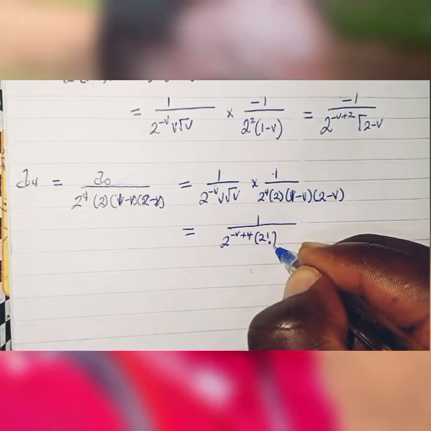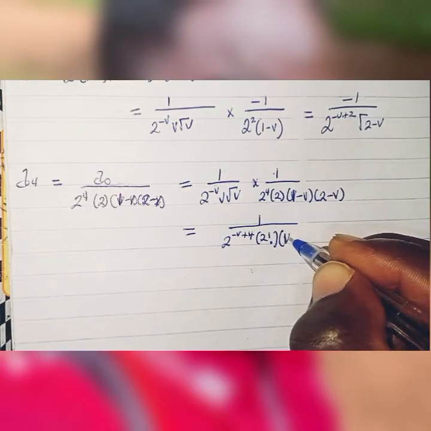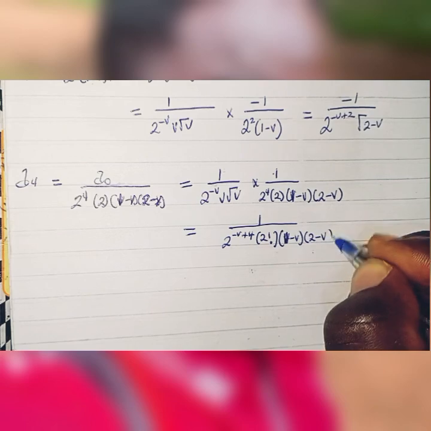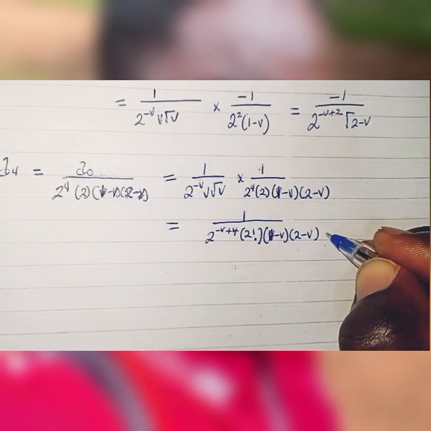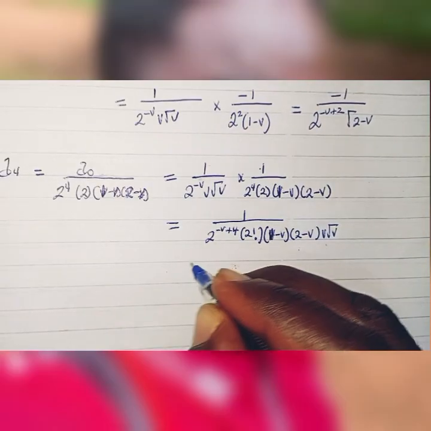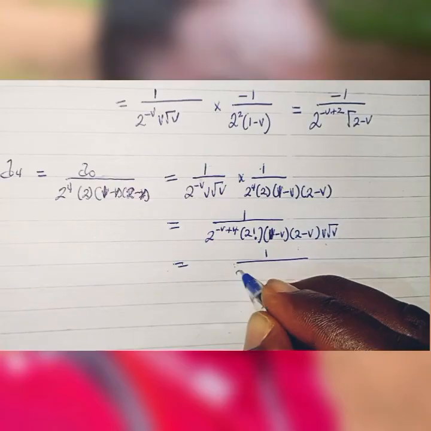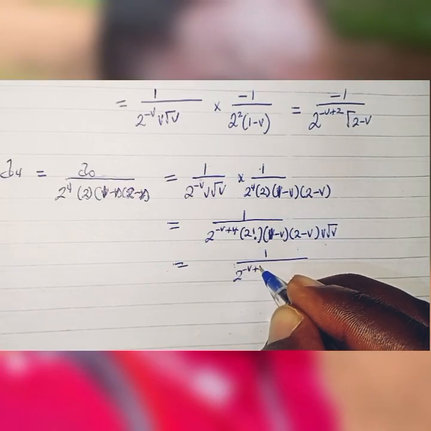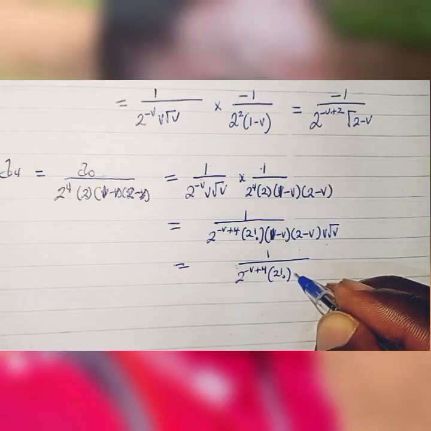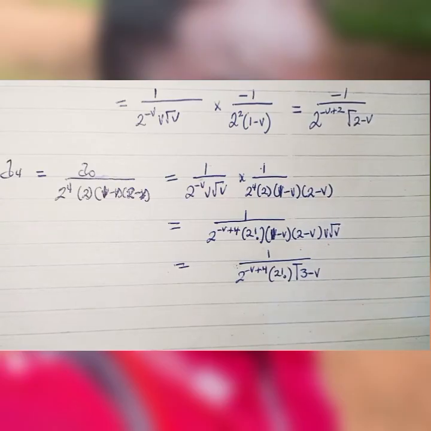Now write this as 2 factorial. So we have 1 minus v, 2 minus v, then multiplied by this gamma v, which is going to give us 1 over 2 raised to minus v plus 4, 2 factorial. All this we can see is written as gamma 3 minus v.